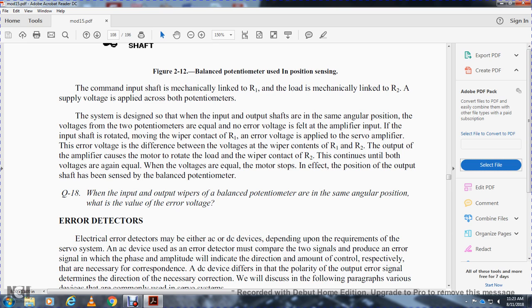The error voltage is the difference between the voltage at the wiper contact of resistor 1 and resistor 2. The output of the amplifier is coupled to the motor to rotate the load and the wiper contact of resistor 2. This continues until both of the voltages are equal. When the voltages are equal, the motor stops, with the output shaft in the effective position that has been sent to the balanced potentiometer.